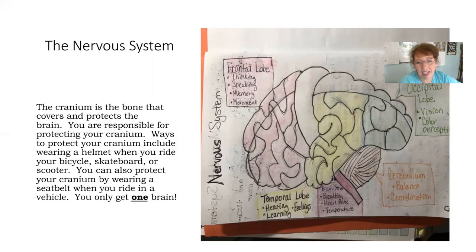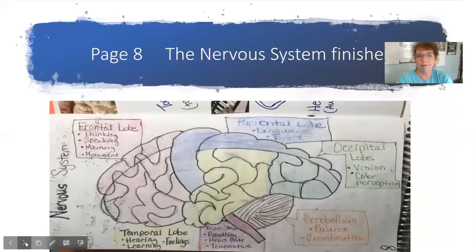You only get one brain. You have to protect it. Your body was built with this big bone all the way over your brain, but then you have to protect the bone that's over your brain. You have to protect your cranium. You only get one brain. So if you mess it up, your life will not be the same ever again.